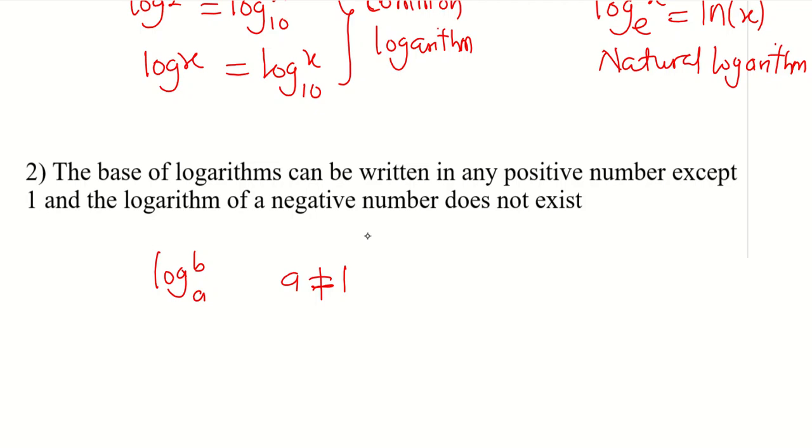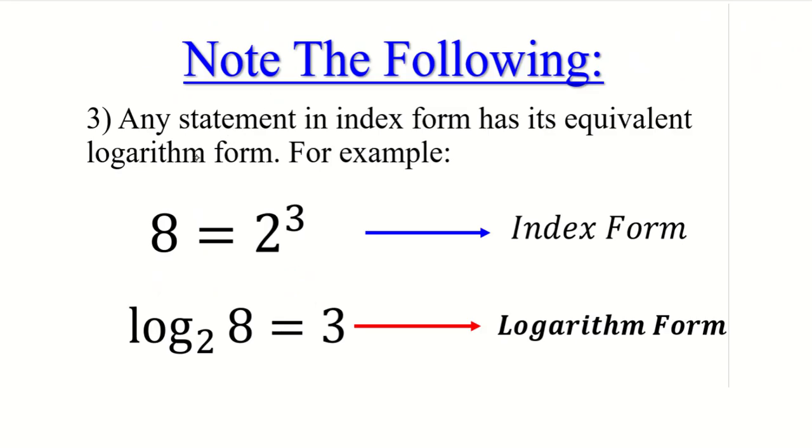So that is that. Now let's move to the next note. The third one says that any statement in index form has its equivalent form. For example, 8 is equal to 2 exponent 3 is the index form, and so the equivalent logarithm form is logarithm of 8 to the base 2, which is equal to 3. So provided we can write something in index form, we can also write it in logarithm form. Let's look at how we can change from index form to logarithm form, and vice versa, from logarithm form to index form.